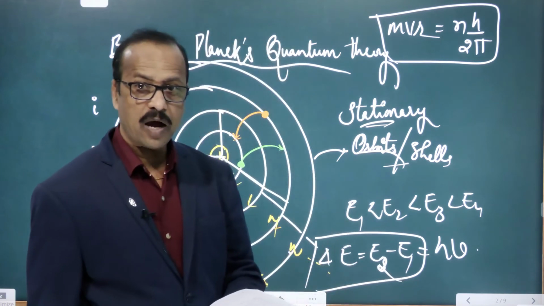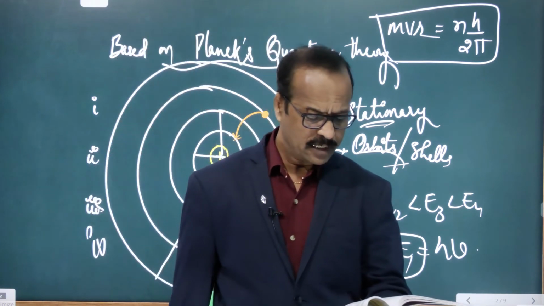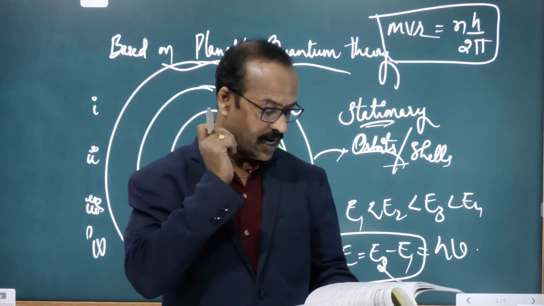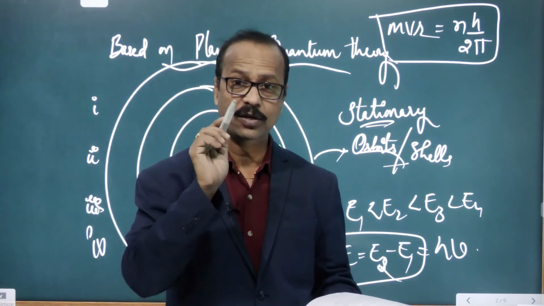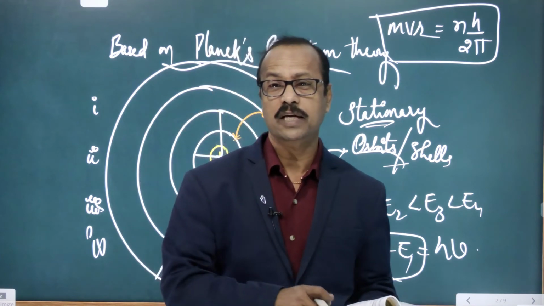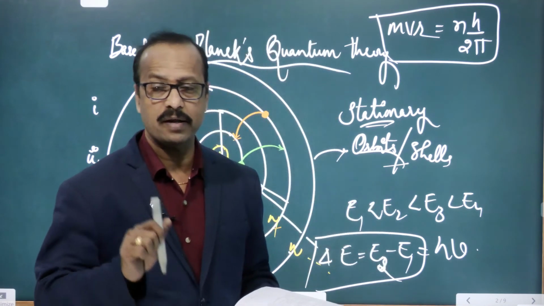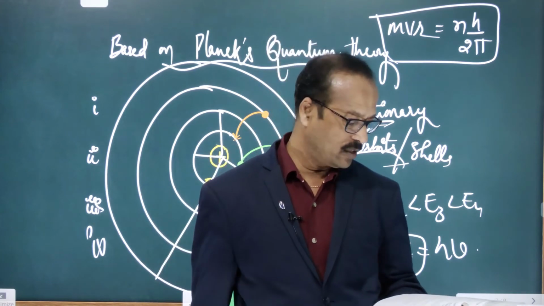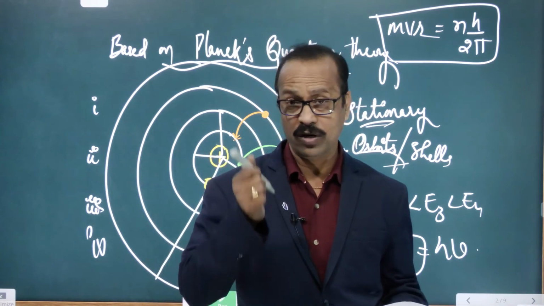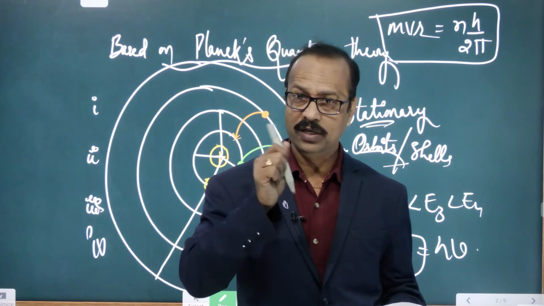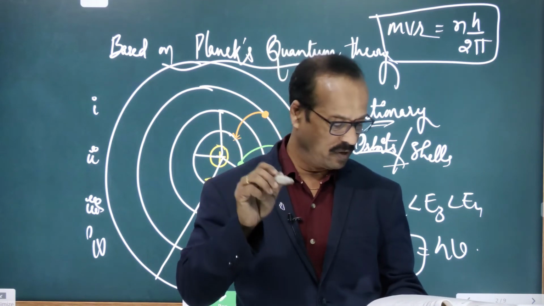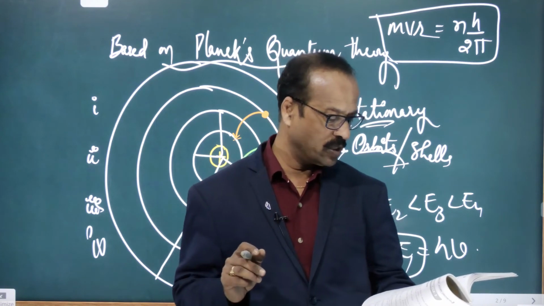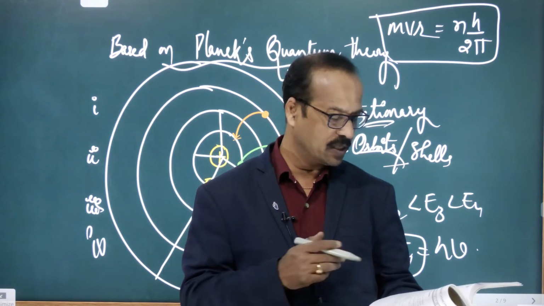Bohr's atom can explain the spectrum of all except, so see here, the answer is helium. Why? Because Bohr's model explains the atomic spectra of any atom or ion which has only one electron. So hydrogen is correct, He plus we already discussed, it has only one electron, and lithium plus 2 also has only one electron. Okay. The radius of the orbit of hydrogen is equal to n square h square by 4 pi square m e square. That is the correct answer.